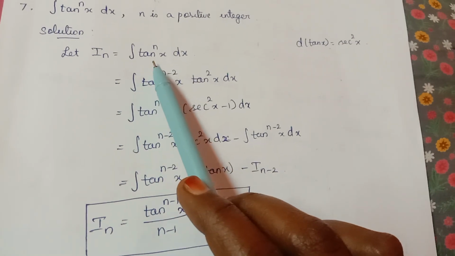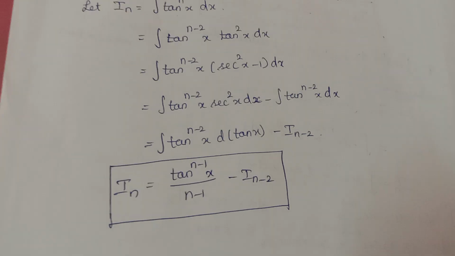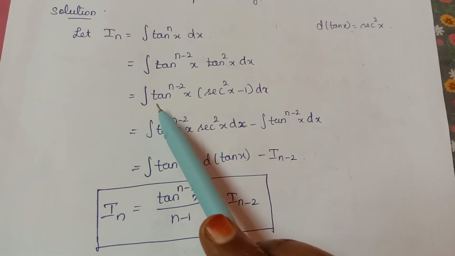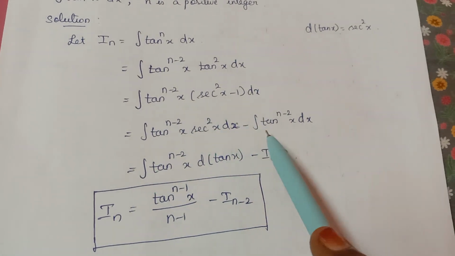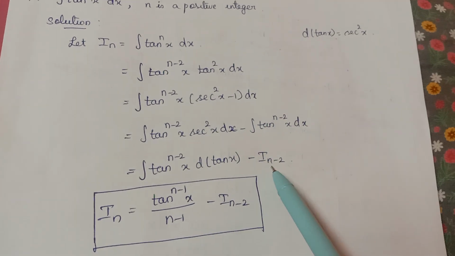So let me write tan power n minus 2x into tan square x dx. Then this tan square x can be rewritten as secant square x minus 1, into dx. Now you multiply. So integral tan power n minus 2x secant square x dx minus integral tan power n minus 2x dx. This is nothing but our I n minus 2. So you keep it as it is.